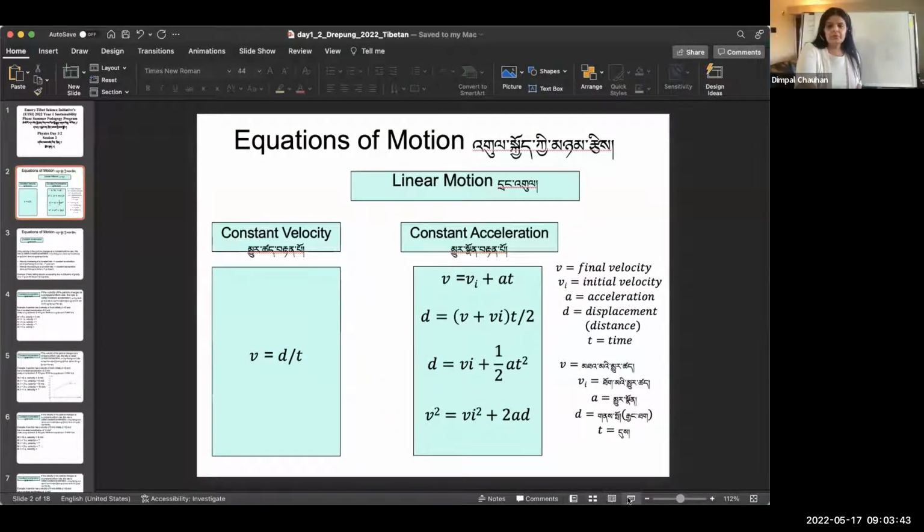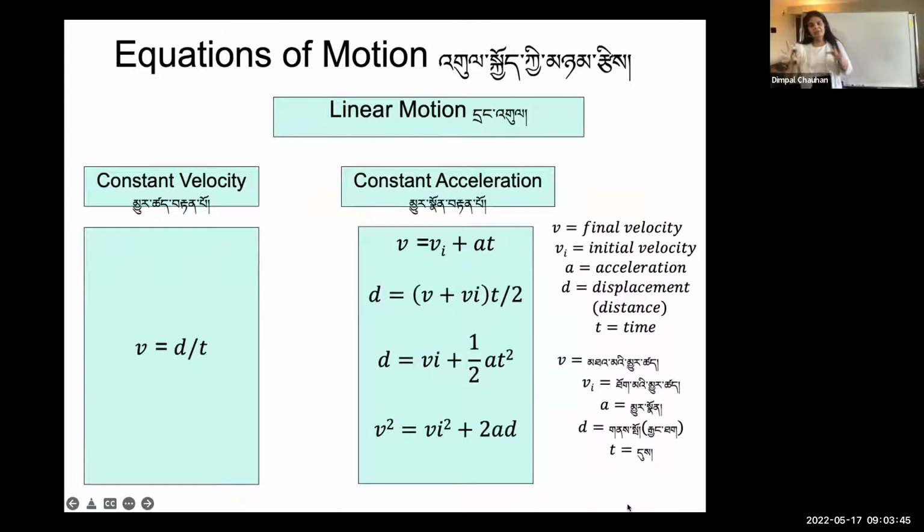Okay, so today what we will do is, what we have learned so far is acceleration, velocity, distance, displacement. So we have dealt with this formula, V equals D over T, distance over time, which is usually under the constant velocity part. Now we will focus on constant acceleration, and these are the equations that we use if a problem is given at constant acceleration.